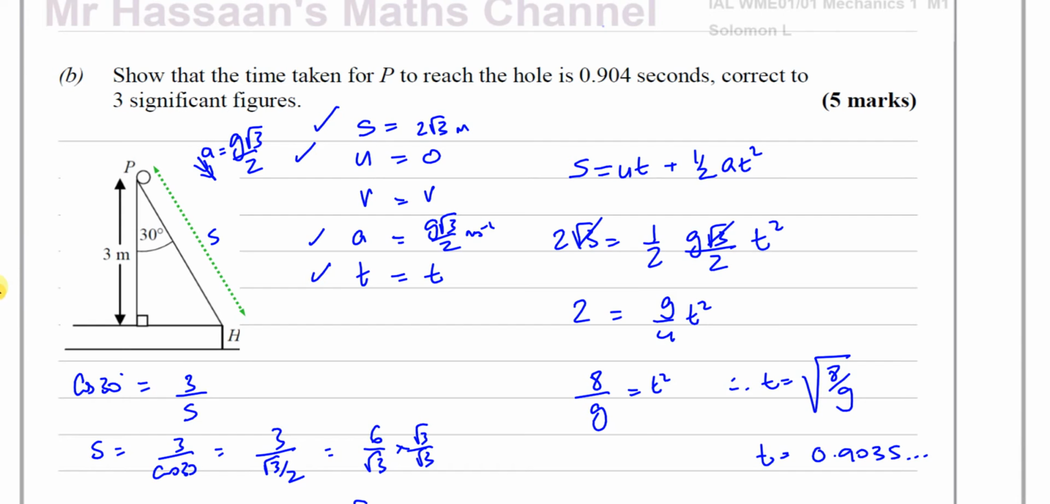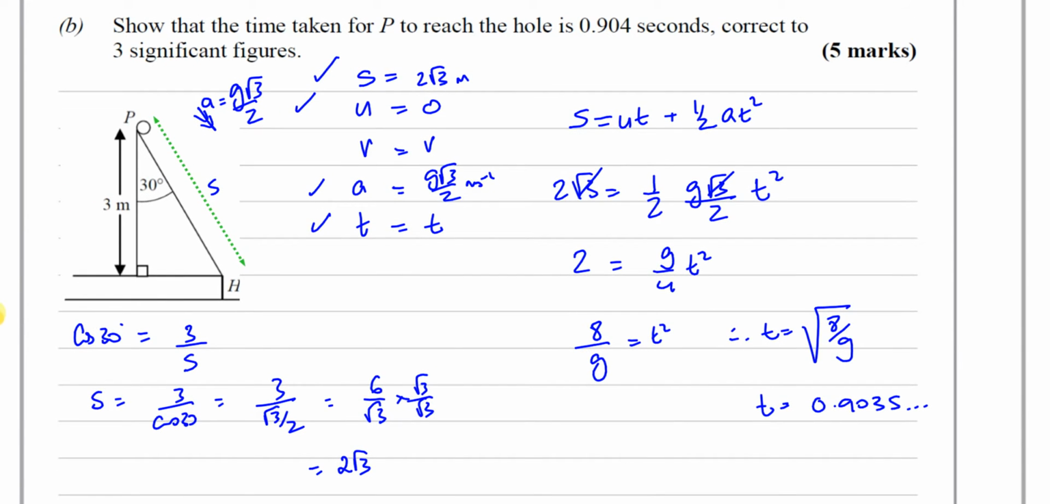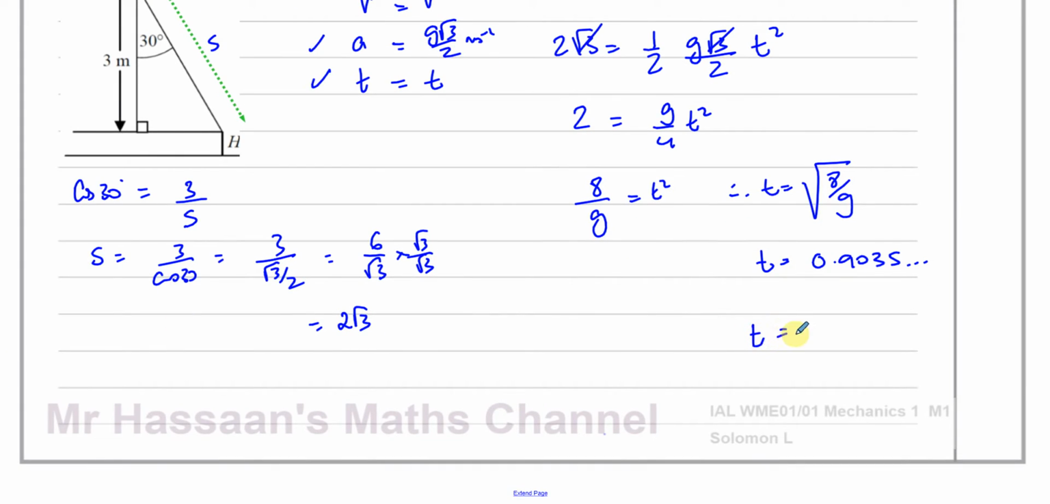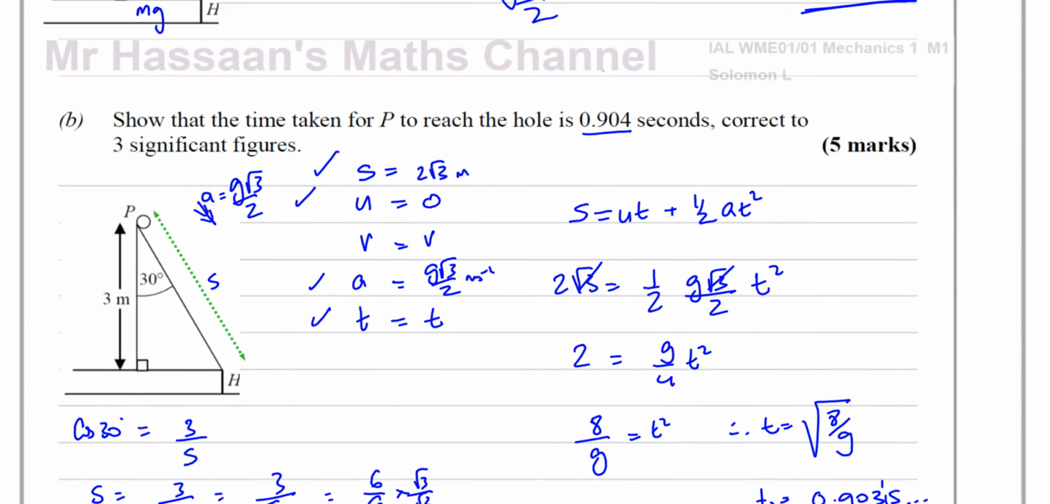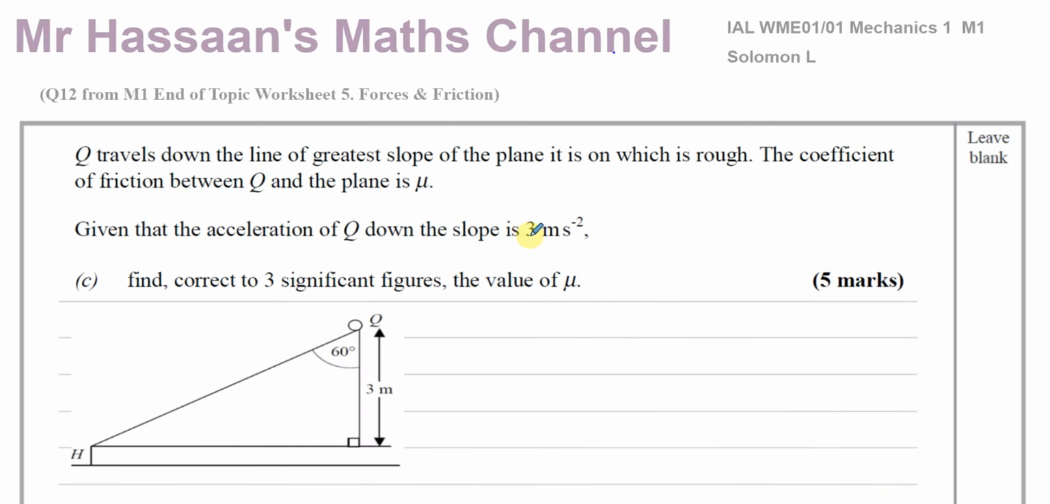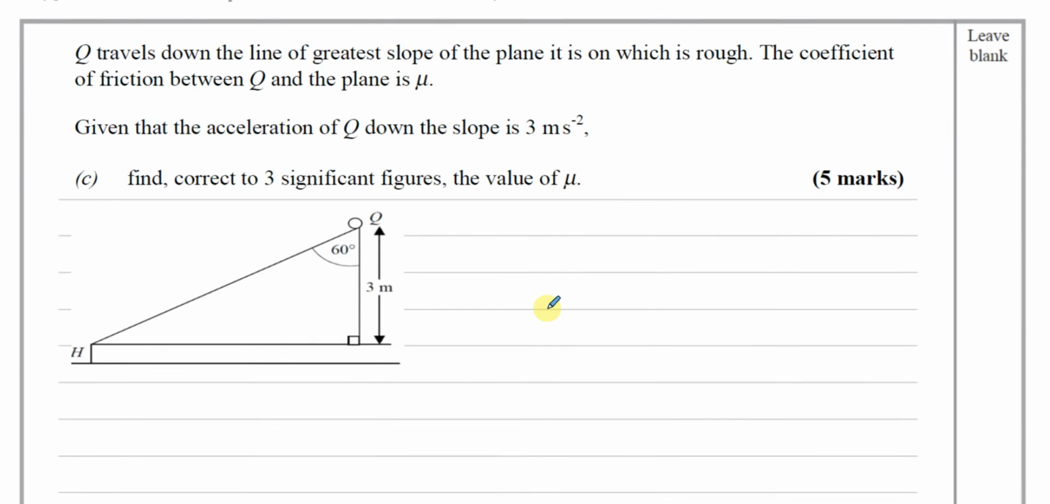So if we look, we have to round it to 3 significant figures. So we're going to have T is equal to 0.904 seconds, and that's exactly what we have to show here. Okay, so that's fine. So there's part B done using Suvat. Now for part C, I think we turn our attention now to the particle Q, which is traveling on a rough plane going down the slope here. So this slope now is a rough plane.